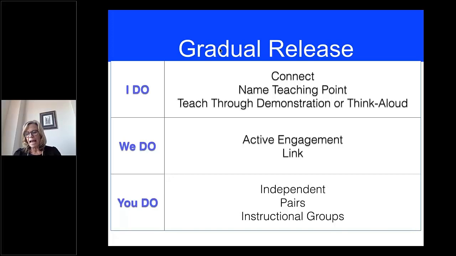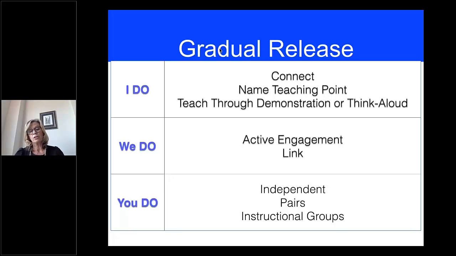The we do is the active engagement, right? Are we doing a turn and talk? Are we doing a give one, get one? Are we trying out that strategy? We're going to do a blank at the table with their ideas or their responses. We really need to look at the instructional groupings as we look at the we do.